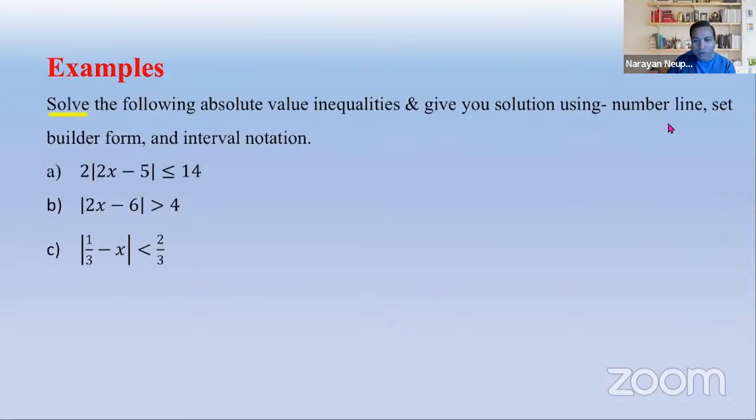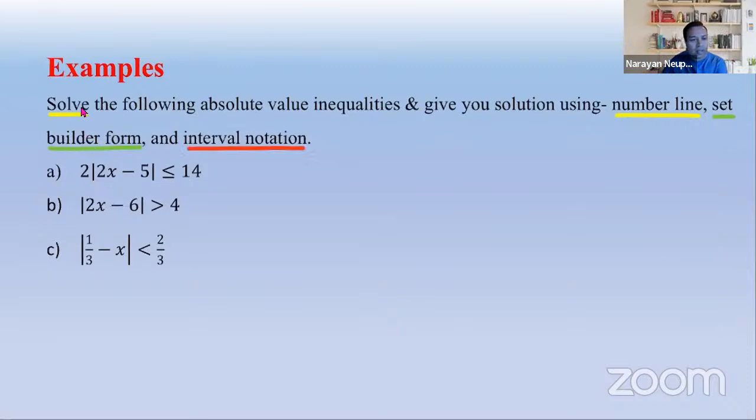Give your solution using, so after you solve, you'll get your answer or solution. You have to give your answer using number line. Using number line, that's one way of writing the answer. The second way, using the set builder form. And the third one we have is using the interval notation.